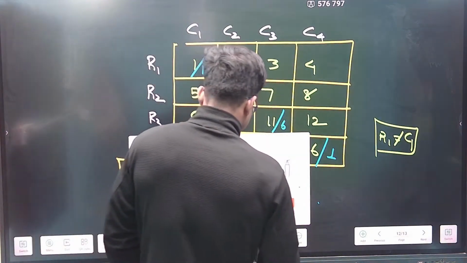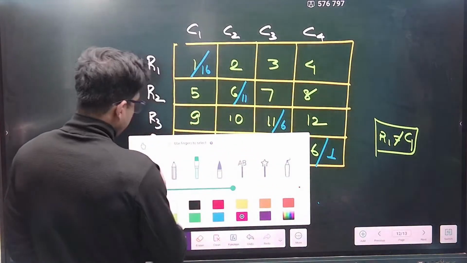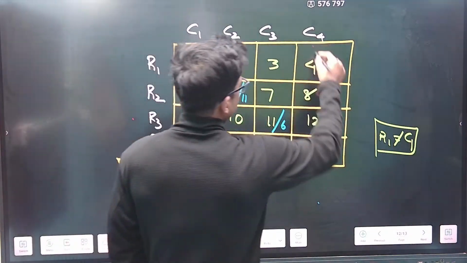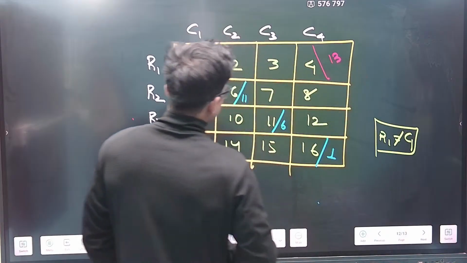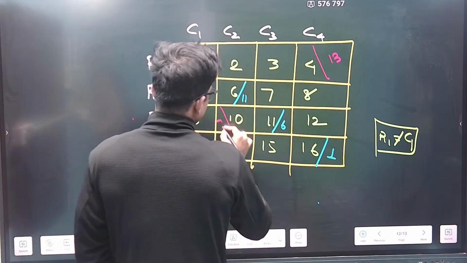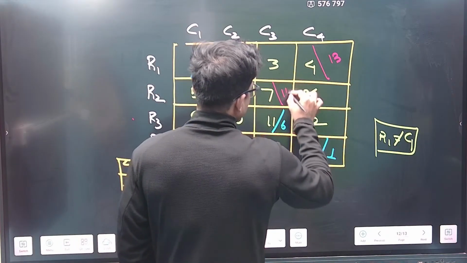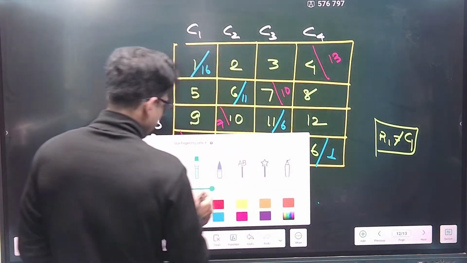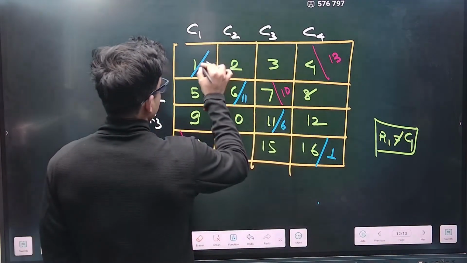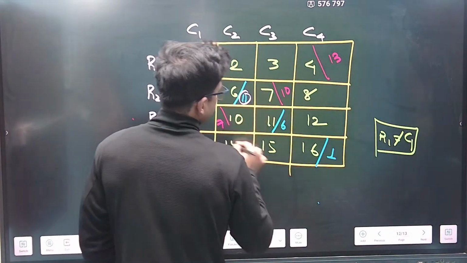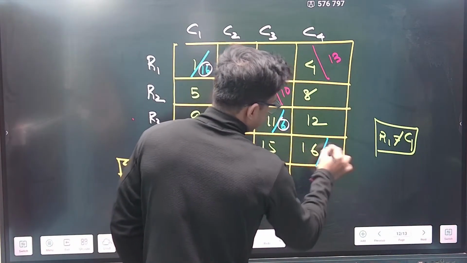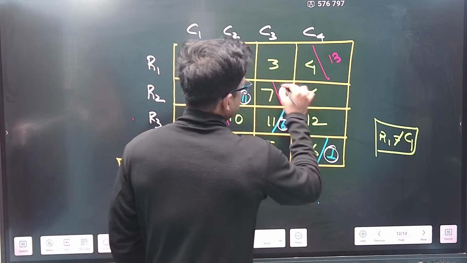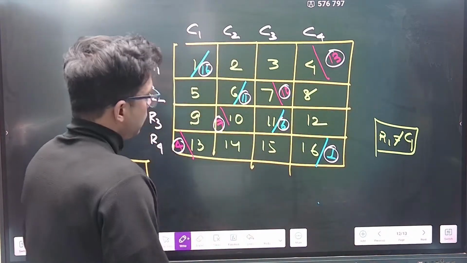Now let me come to the second one. Instead of 13, write down 4. Instead of 4, write down 13. Instead of 10, write down 7. Instead of 7, write down 10. These are the changes which we are doing here.